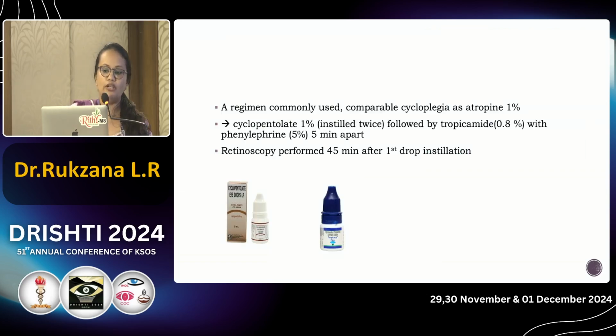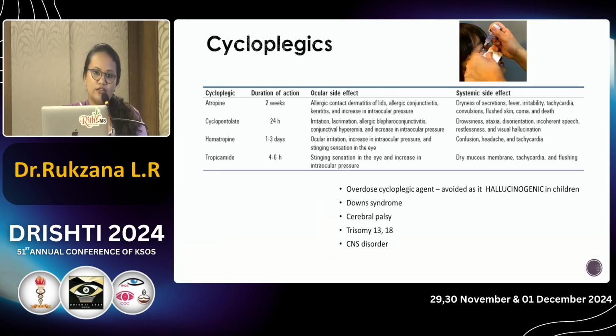A regimen that is commonly used and has cycloplegia comparable to atropine 1% is the CTC regimen. That is cyclopentolate 1% instilled twice, followed by tropicamide 0.8% with phenylephrine 5%, 5 minutes apart. The retinoscopy can be performed 45 minutes after the first drop instillation. Cycloplegics have a number of side effects. Overdose of cycloplegic agents should always be avoided in children with Down's, cerebral palsy, trisomy 13-18, and CNS disorders, as it can be hallucinogenic.